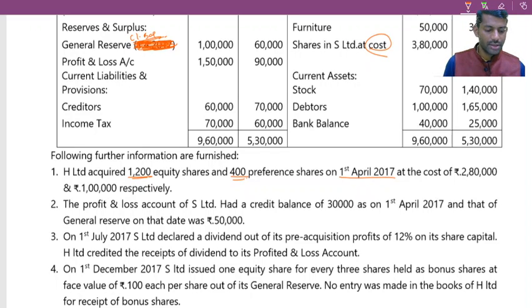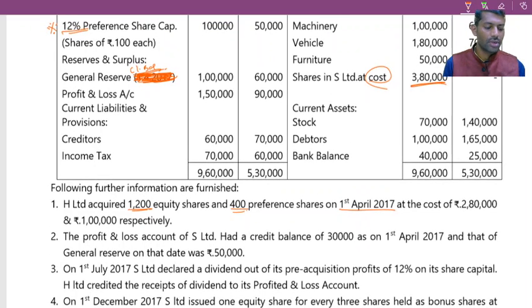So therefore, total how much? 2 lakh plus 1 lakh, 3,80,000. That is what they have given in the balance sheet also. 3,80,000 is your total cost of investment. So that means there are no outside investments. On account of consolidation, both will get nullified.